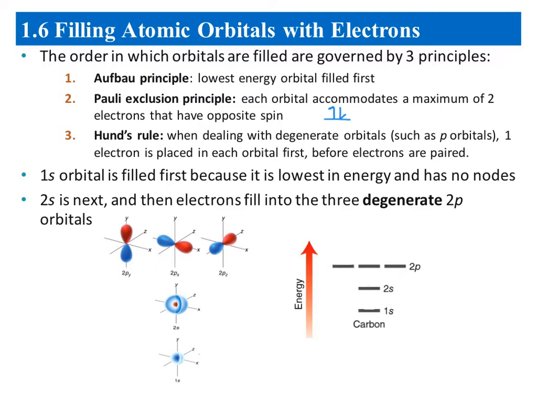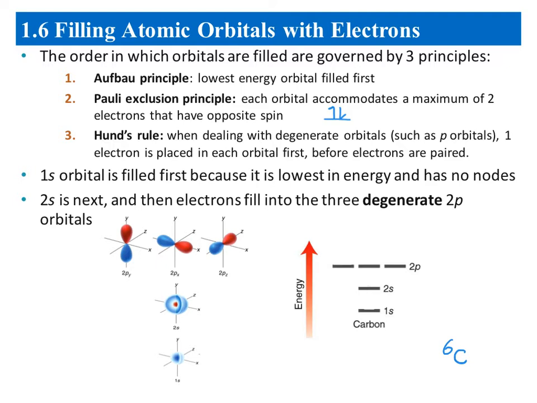Now let's focus on carbon atom. Here you need to look at the periodic table and find the atomic number. Pay attention that we are focusing on atomic number here, not the valence electron. So the carbon's atomic number is 6. So we have 6 electrons to fill the atomic orbitals.